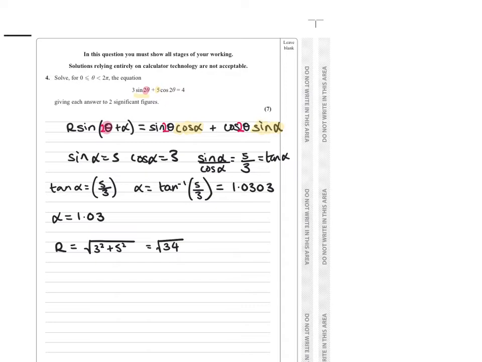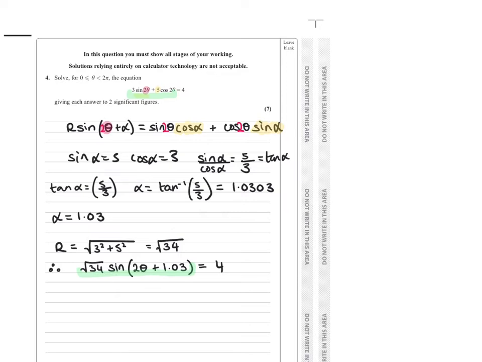So now, what do we have? If we were to rewrite this, therefore, root 34 sine of 2 theta plus our alpha, which is 1.03, equals 4. Because we've rewritten this in terms of one trig function so that we can solve it. So there we go. Now we're at this stage, we can solve this.